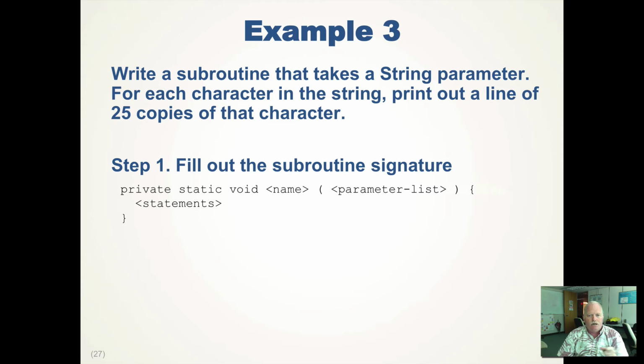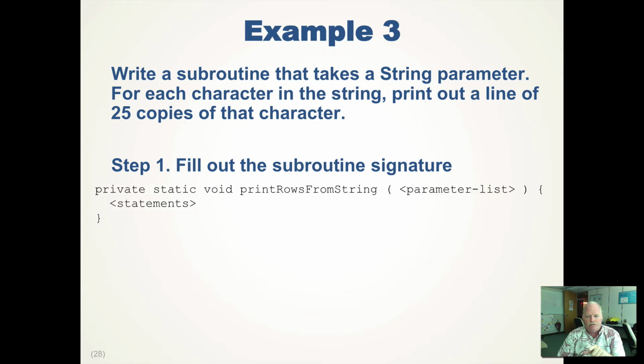What's the name? We're printing copies of a string, so print rows from string. It takes a parameter list, takes a string parameter, so String, and then what's the name of the parameter? I called it str, which is an abbreviation for string. Could have called it s. You can't call it String because String is a keyword. You could call it string, I guess, but since String is a keyword, it's not good to use a variable name that is a keyword.